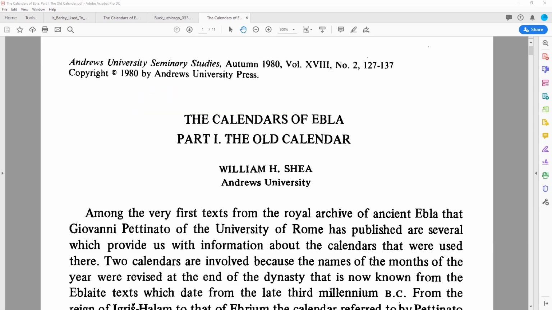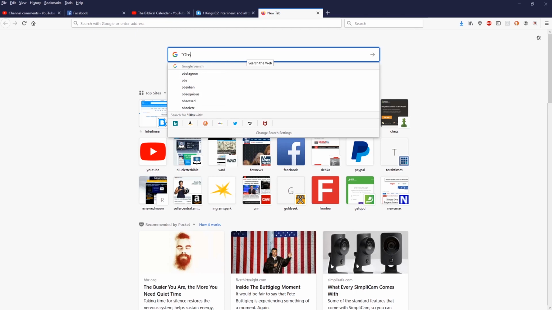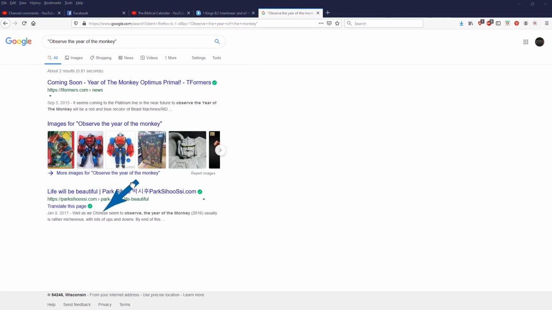Now, of course, no one would presume to think that the phenomenon described by the name of these months, or the new moons, was used to determine when the month was. That would be ridiculous. Certainly, it would not be the norm. Let's try an experiment here. Let's look up observe the year of the monkey. Here we go. Well, as the Chinese seem to observe the year of the monkey.